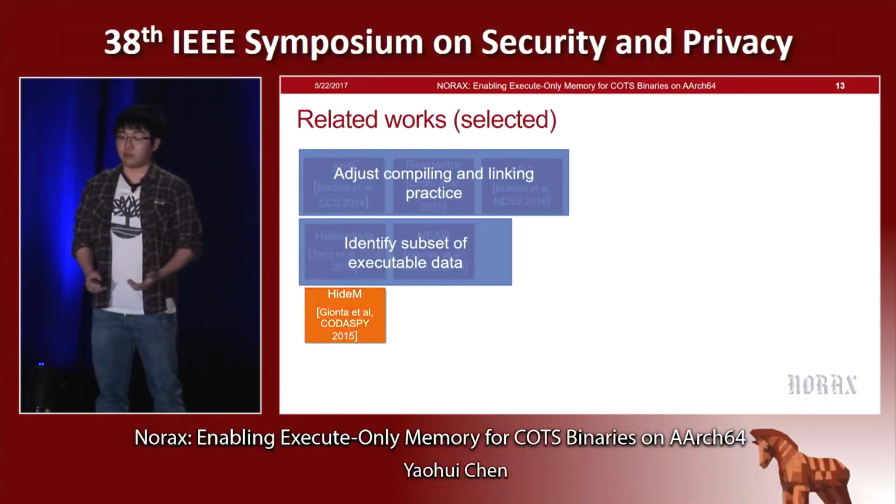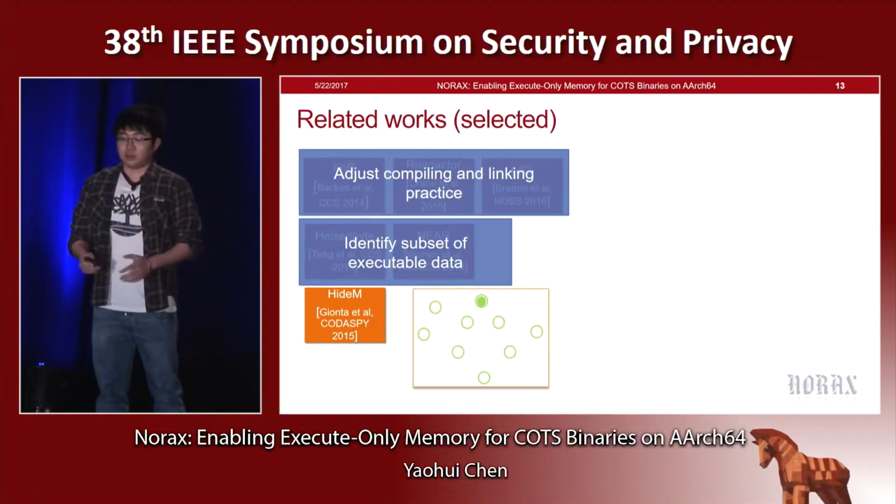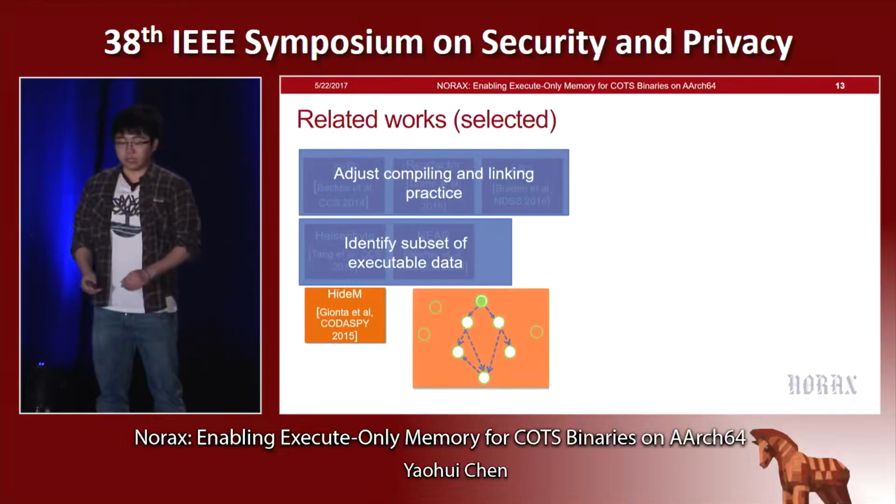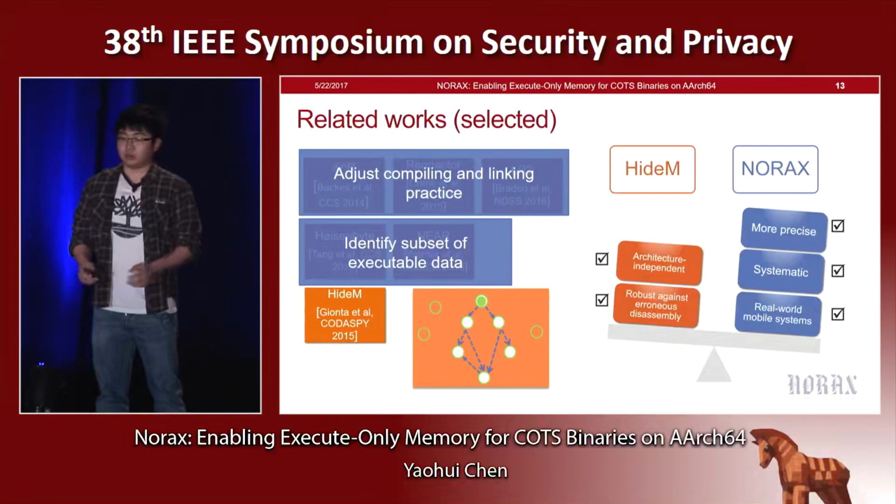And we believe the most comparable work to Norax is HideM. HideM also wants to identify the superset of executable data. And here is how HideM works. Inside this figure, those green rings represent the function nodes of a call graph in the program. HideM starts from the entry point and then does recursive disassembly as well as some static analysis to identify this subset of the call graph. And then they mark everything else as data. You see that because of the limitation of static analysis, they inevitably will identify some code as data. So compared with HideM, these two works actually have their own advantages.